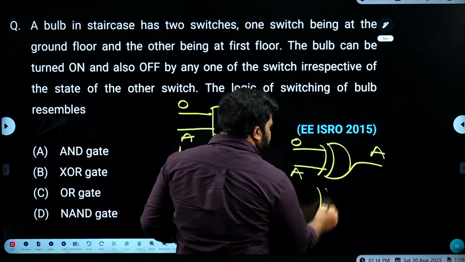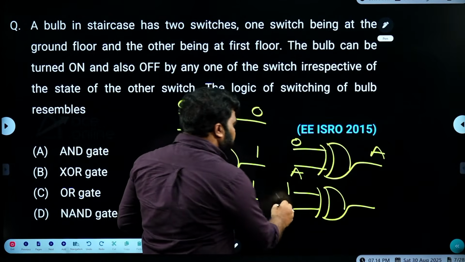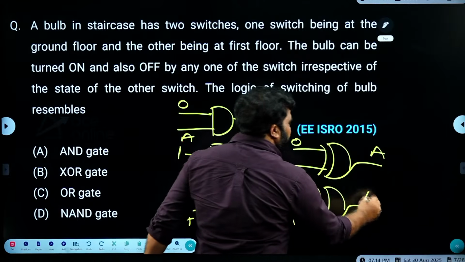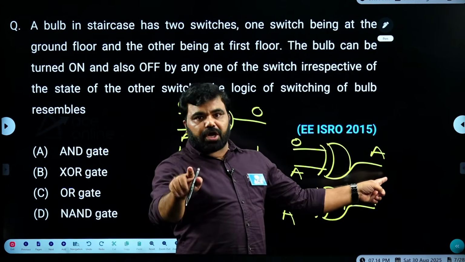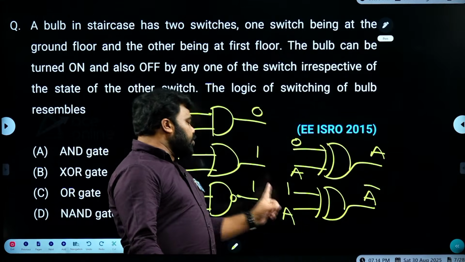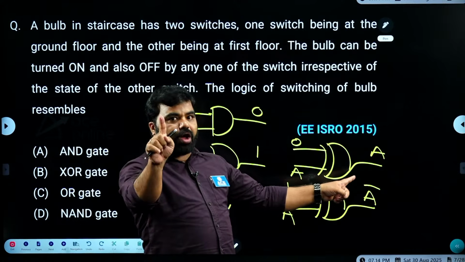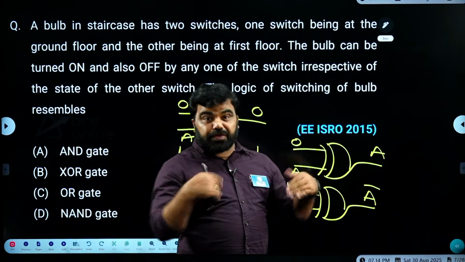Coming to XOR gate, if one switch position is at logic 1, and the other input is A, then what we get here, output is A bar. By using the A switch, again it is possible to switch on as well as switch off. If A equals 0, A bar is 1 because output is 1, that means it is on. So when A equals 1, output is 0, you can switch off.